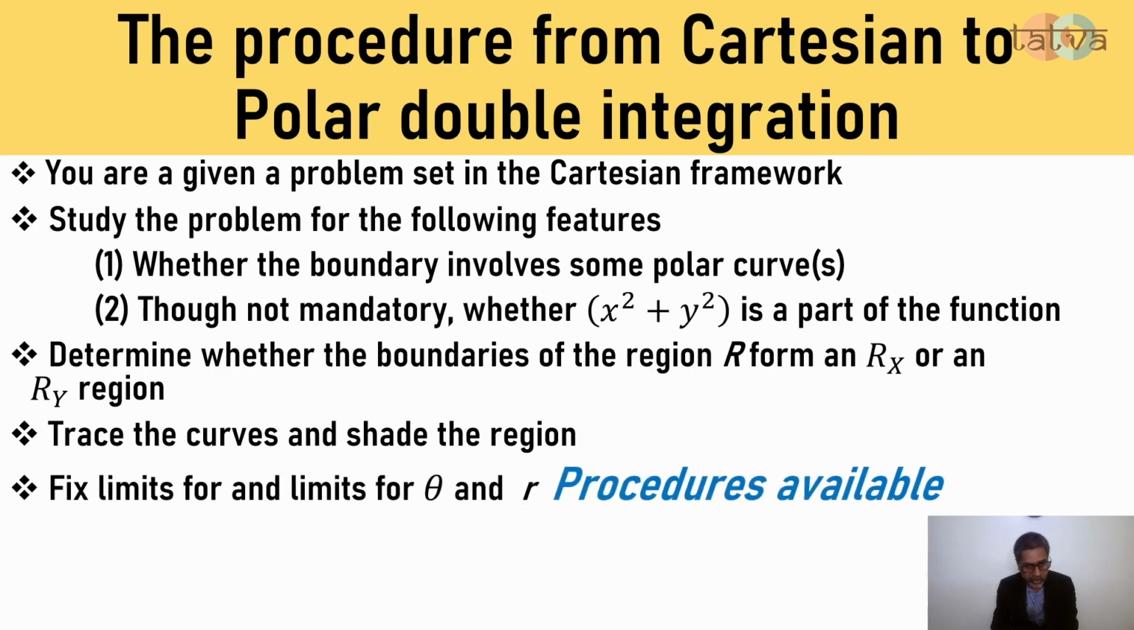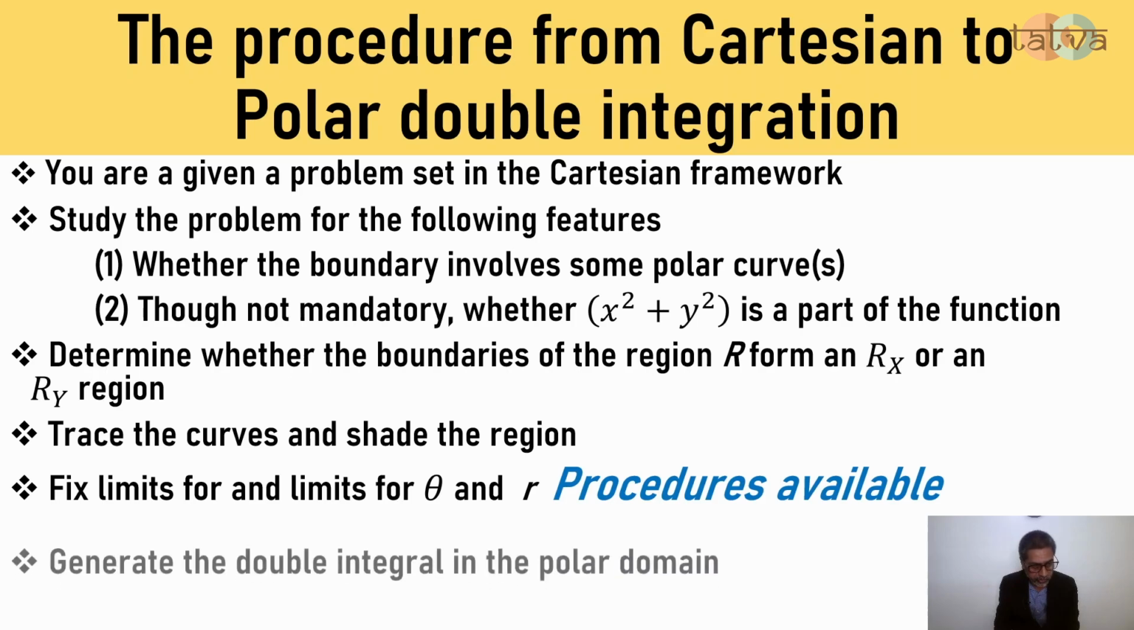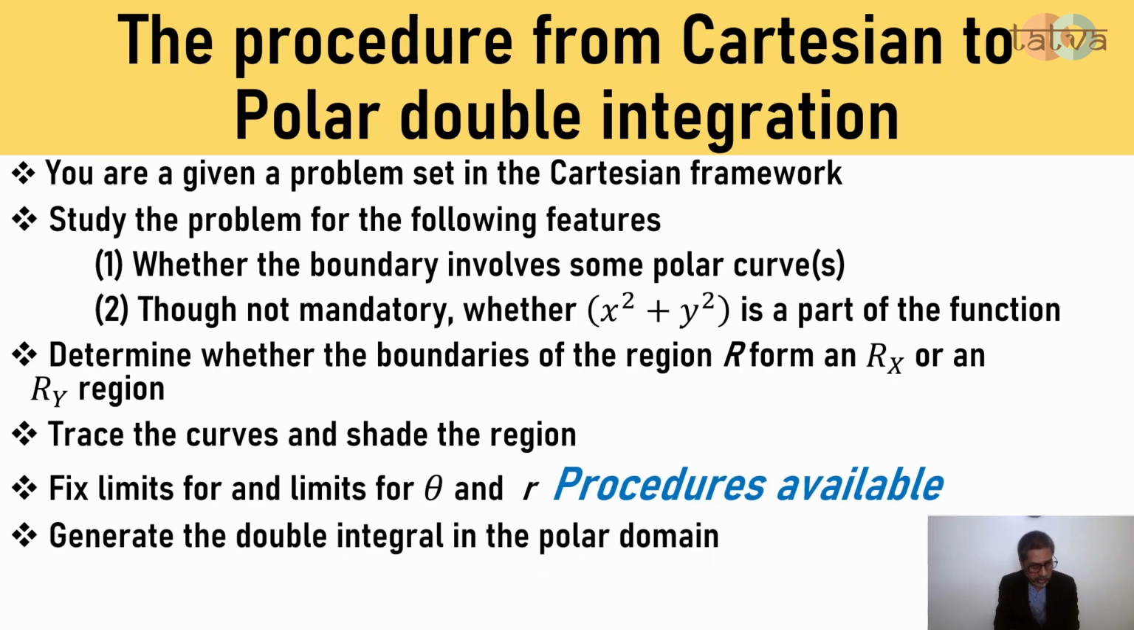Once you are satisfied that the polar coordinate system has to be introduced, then you fix the limits for theta and r. And if you remember my previous lectures, I've already given you some critical diagrams to fix theta limits and r limits. So there are procedures which are available. Then you convert the given Cartesian double integral into a polar double integral. And then of course you will have to evaluate, because that's ultimately what we want to do, evaluate the integral.